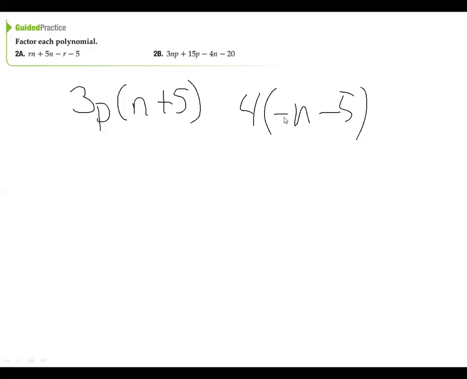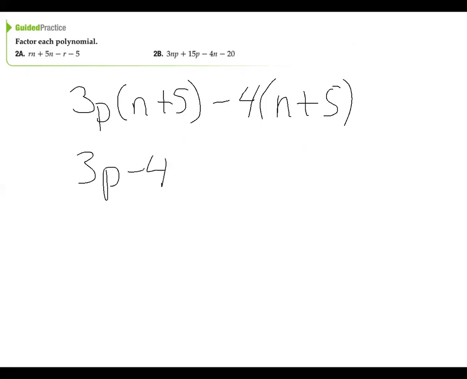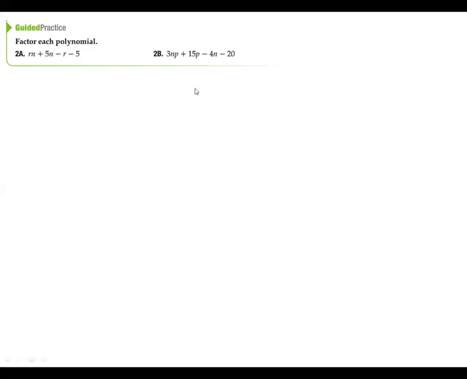But notice they still both have a factor of a negative in them. So what I'm going to do is factor out a negative 4. If I take out a negative 4, that would make this just n plus 5. Okay? So now you can see that both have a GCF of n plus 5. So you can write it as 3p minus 4 times n plus 5. Pretty sweet, huh? All right.